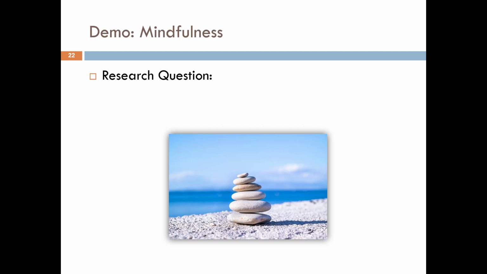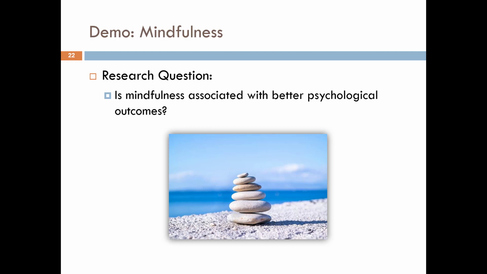So let's take a look at an example together, and this time we're gonna take a break from our Psych 300 dataset and look at a separate dataset for this demo just to have you see a simpler example, and then maybe you can apply what you've learned in this lecture to your own dataset. And so let's say that we have this research question. Is mindfulness associated with better psychological outcomes?